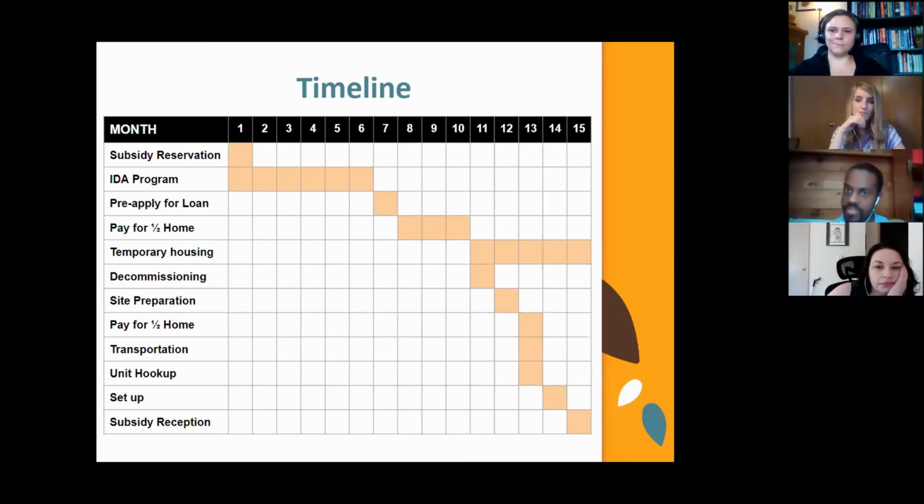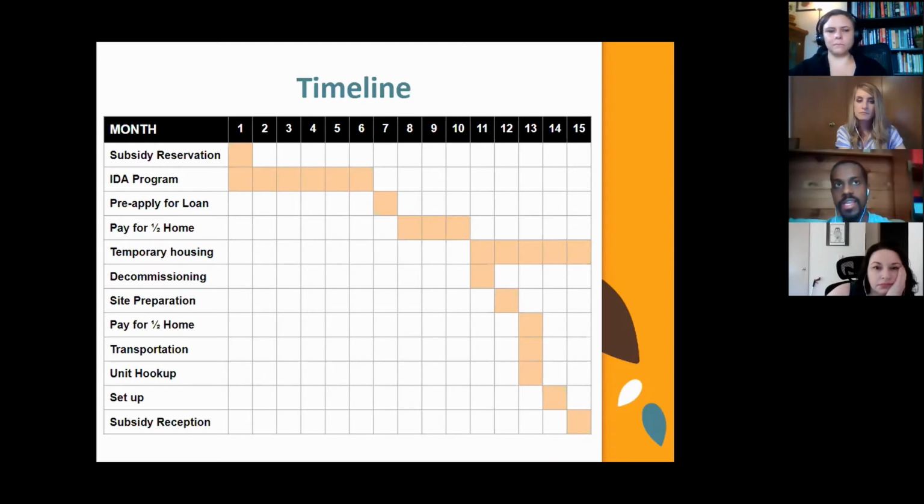The minimum amount of time that you can be in an IDA, as many or all of you know, is 6 months. So we just put it at 6 months at least. People can be in it longer, obviously, but this is just the shortest amount of time realistically that we think it would take. And then you have to pre-apply for the loans. And that fourth step is pretty important. You have to pay for half of the home.